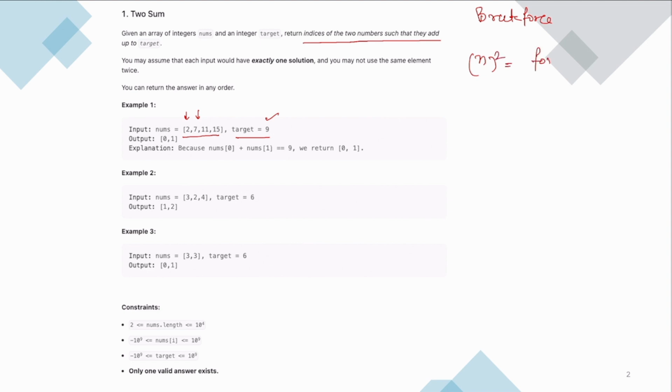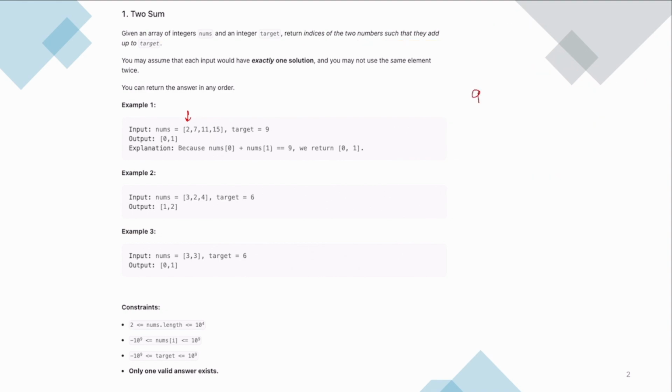You can have a for loop inside a for loop, and let's call this pointer i, and this pointer j will be starting from i plus 1 and going till n. And you can check if target minus nums of j equals nums of i. So it's just the same way of doing it. If that is true, it means you found your answer and you can return i and j. So that's a brute force way of doing it: you compare each number with every other number and return the answer.